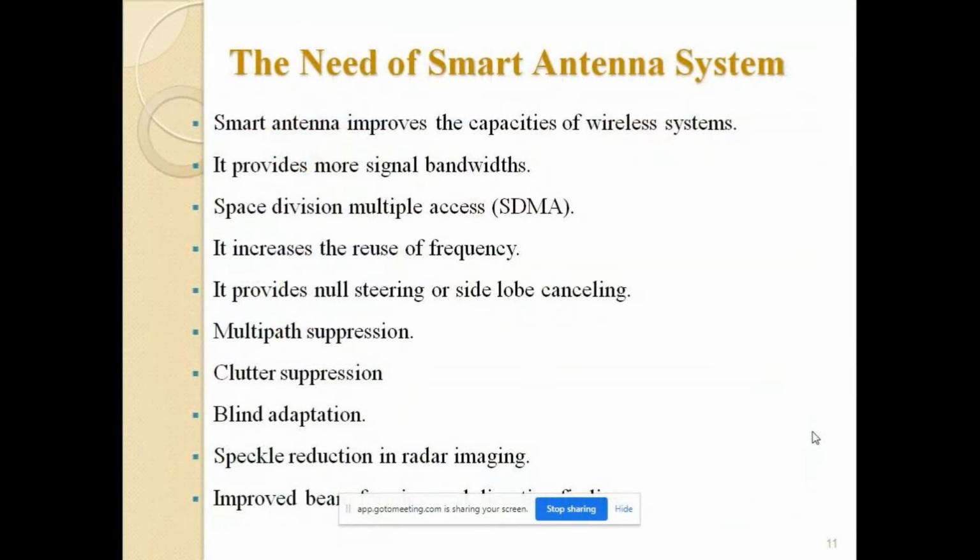With this, we can now go to the benefits or the needs of a smart antenna. When smart antennas are used, one of the important concepts is space division multiple access. It suppresses the clutter, provides wide bandwidth, improves the capacity, improves the frequency range, and suppresses the side lobes, etc. These are the important features of a smart antenna system.